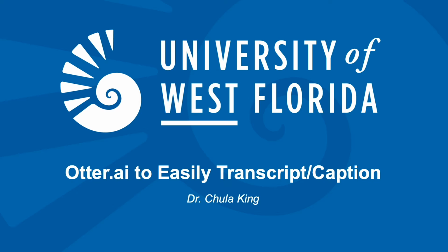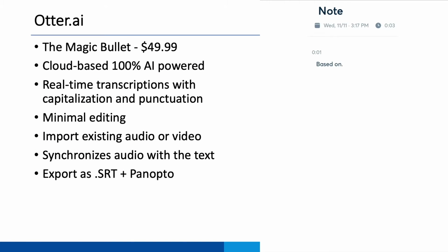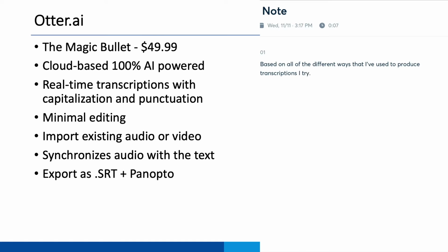However, I recently sent an email describing OtterAI and thought that it might be useful to actually demonstrate how it worked. Based on all of the different ways that I've used to produce transcriptions, I truly think that OtterAI is the magic bullet. There's a limited free version, and the full version with educational pricing costs $49.99 a year.